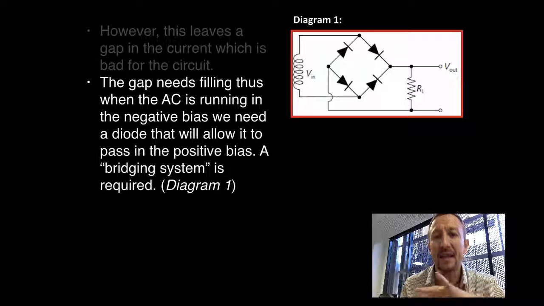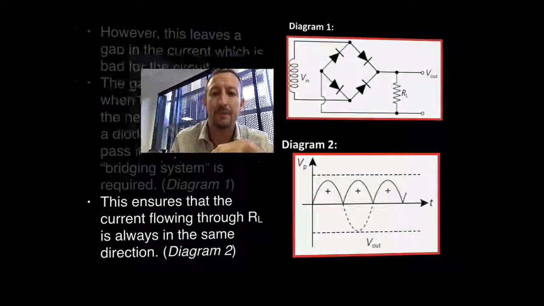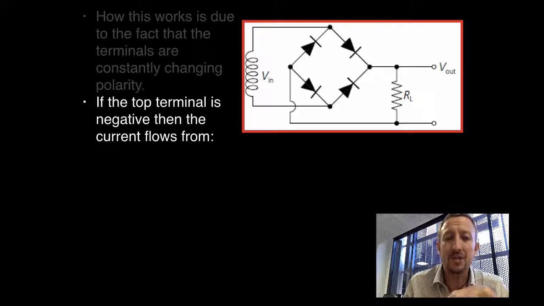Now the key thing to understand is that our Vin is going to be continually changing, which means top and bottom will be positive and then negative, and then negative and then positive. So you get the idea that it's continually changing, and that flow of current and this setup of diodes is going to allow all of the electricity flowing through RL to be in that same direction. So what we want to do is to make sure we've got multiple peaks as we've got in diagram 2. So how does this happen? Well, we're going to be constantly changing direction.